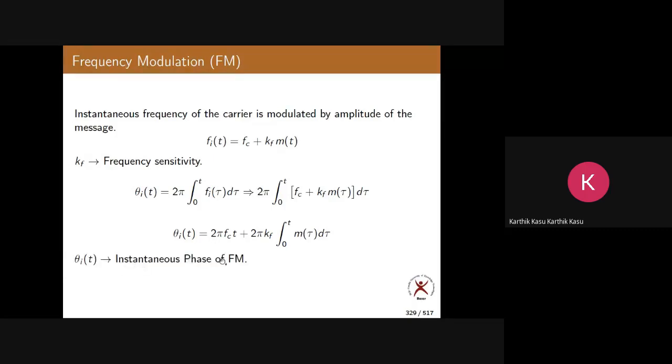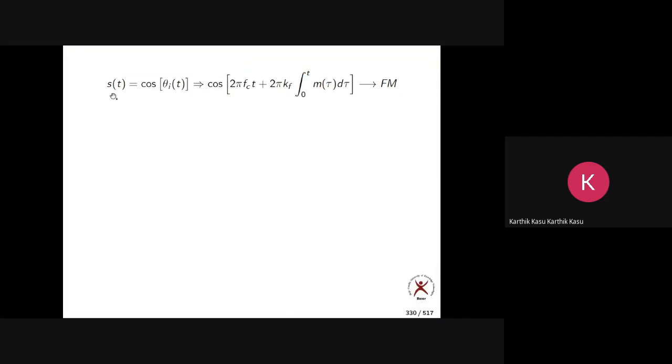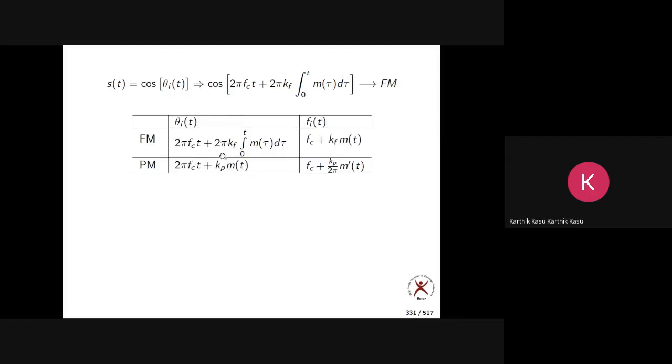Now what is theta i of t? The instantaneous phase of FM. Here S of t equal to cos theta i of t, that is cos of 2 pi fct plus 2 pi kf integration 0 to t m of tau d tau. Please remember, here also we write cos of theta i only. That is the important thing to be noted. Now we have a table which indicates theta i of t and Fi of t in case of FM as well as in case of PM.